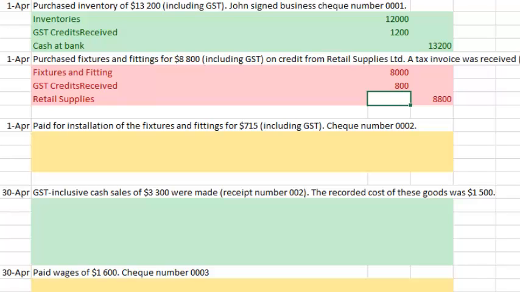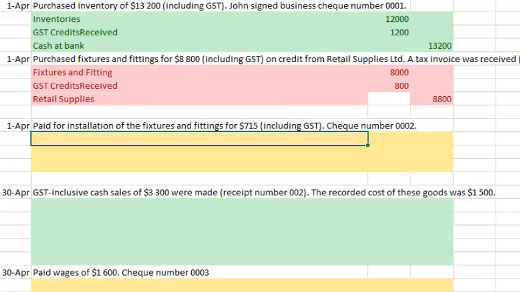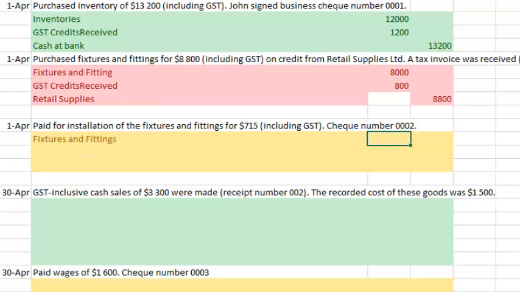On the 1st of April, we paid for installation, fixtures and fittings. Again, that's got GST. It's relating to fixtures and fittings, but this time we paid cash for it. It's very similar to this one, except it's going to have cash there. Let's go and do that one. So it's fixtures and fittings. That's, in this instance, an 11th of that. I beg your pardon, you've got to divide the 715 by 11. We get the GST component, which is there.